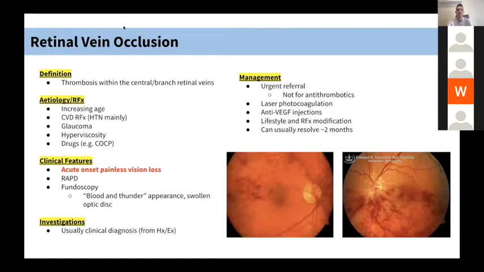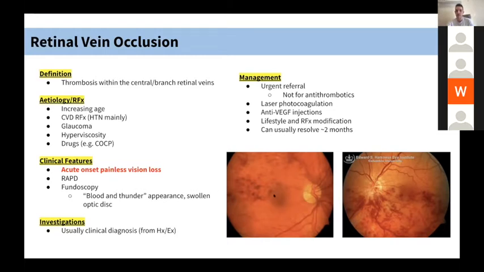So in terms of a retinal vein occlusion, very similar thing, except it's a thrombosis in the central or branch retinal veins. Same type of risk factors, but the main one for this will be hypertension. And the same typical story: acute onset, painless visual loss.